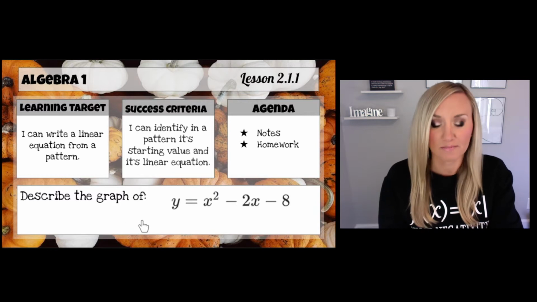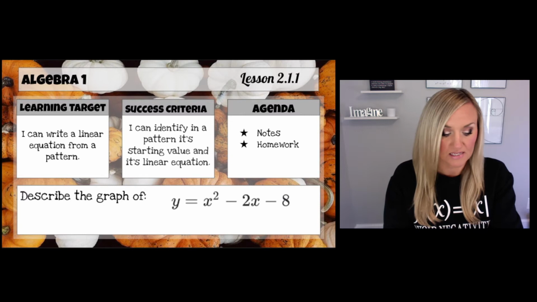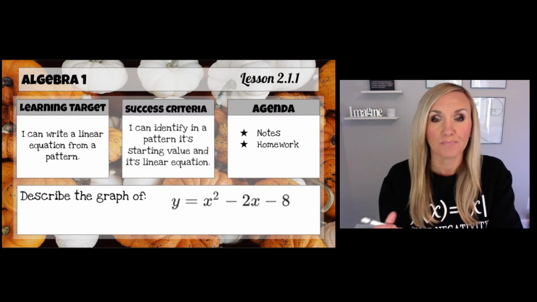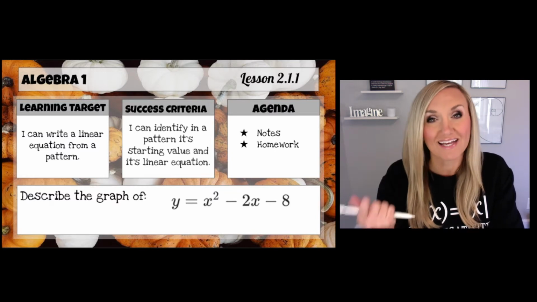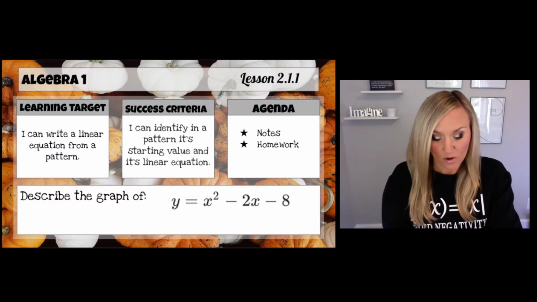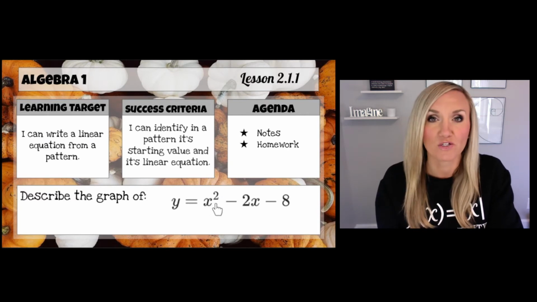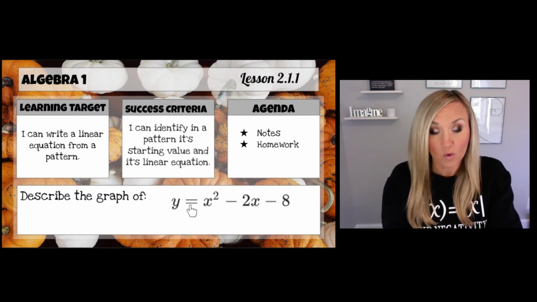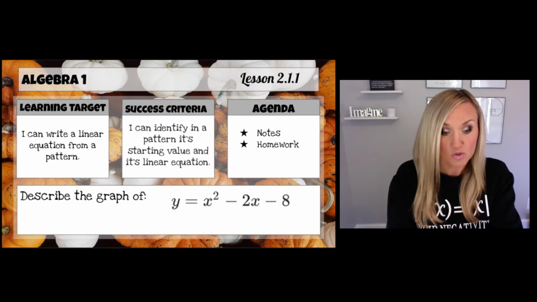Let's first describe the graph of y equals x squared minus 2x minus 8. So right away, when you look at that equation, I want you to think quadratic. Why quadratic? Because it has an x squared. So right here, I recognize that there's an x squared, so I know this is going to be quadratic. And the graphs of quadratic functions or equations, they are parabolas, right? They are that U shape.